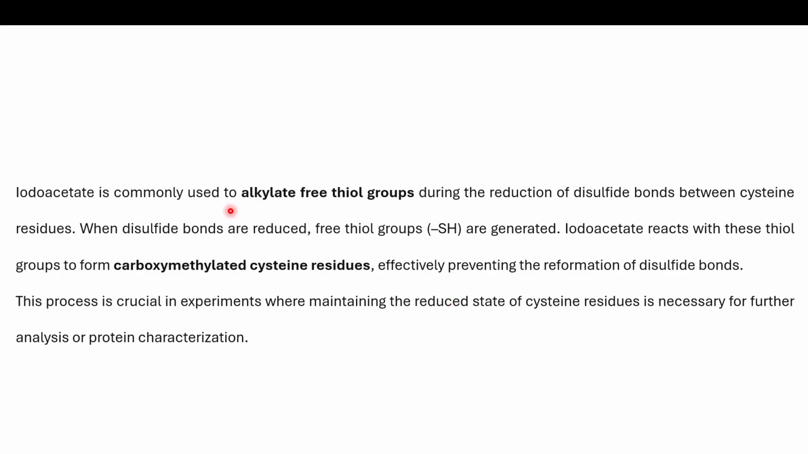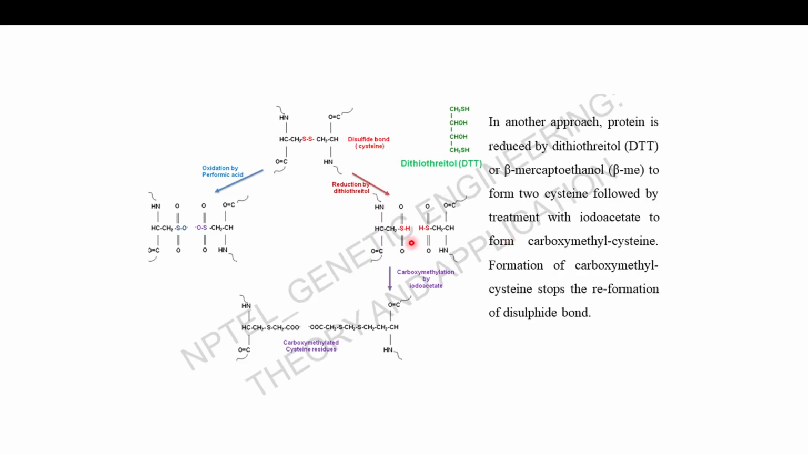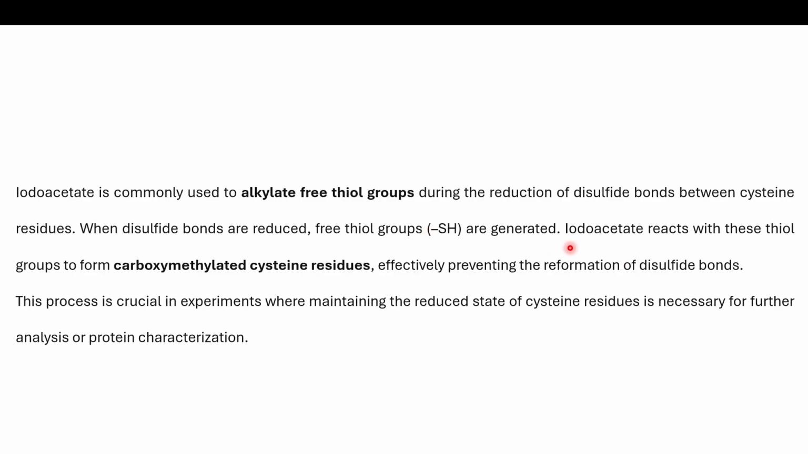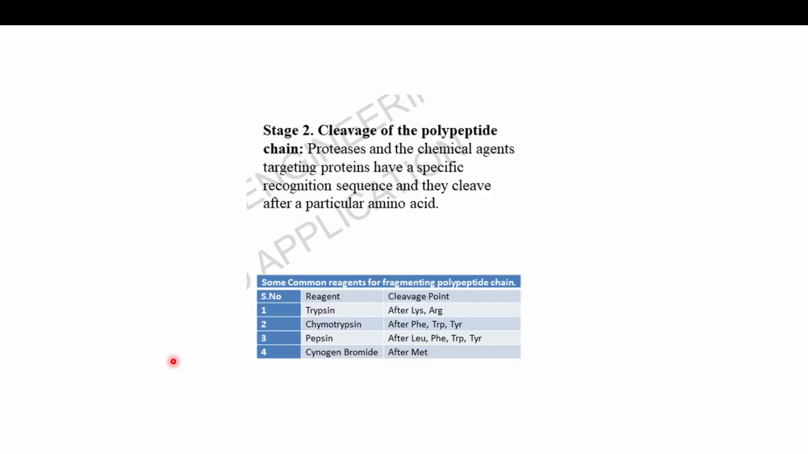So iodoacetate is commonly used to alkylate free thiol groups during the reduction of disulfide bonds between cysteine residues. When disulfide bonds are reduced, free thiol groups or SH groups are generated, like in this reaction here. Iodoacetate is then added, which reacts with these free SH groups to form carboxymethylated cysteine residues, effectively preventing the reformation of disulfide bonds. This is crucial in experiments where maintaining the reduced state of cysteine residues is an absolute necessity for further analysis or protein characterization.